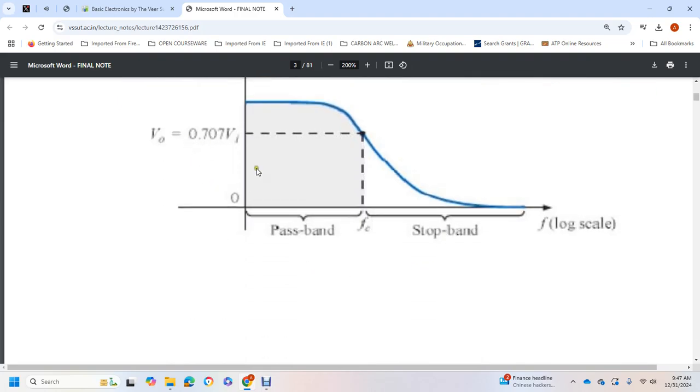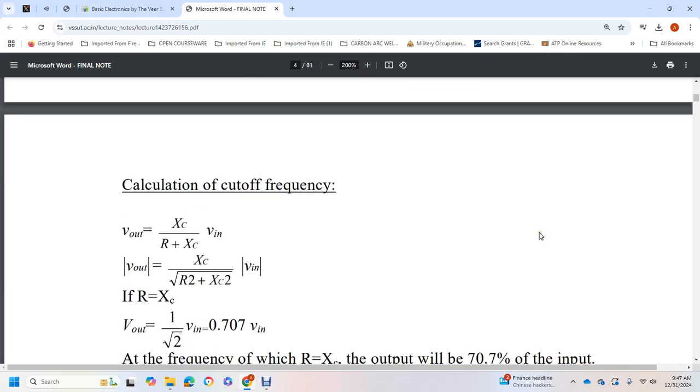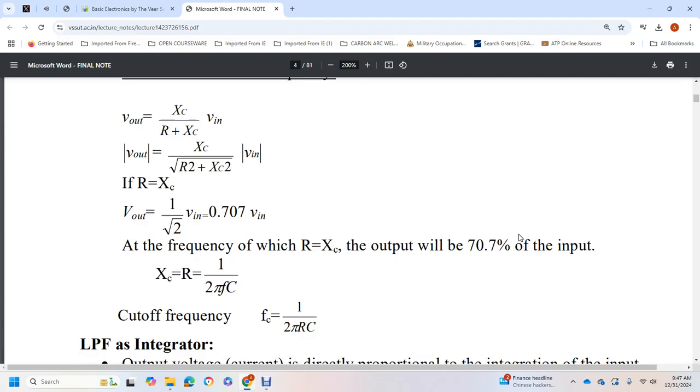You have a voltage of 0.707 volts, and then it levels out, with the frequency on a log scale showing the pass band and stop band. Calculation of cutoff frequency: the output voltage is equal to Xc over R plus Xc times the input voltage. The absolute value of the output voltage is equal to Xc over the square root of R squared plus Xc squared times the absolute value of the input voltage.